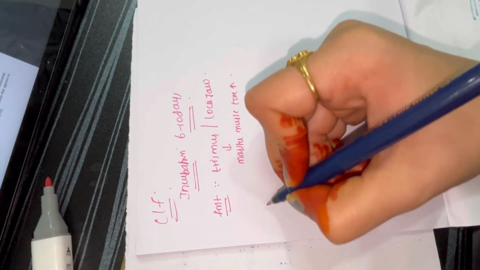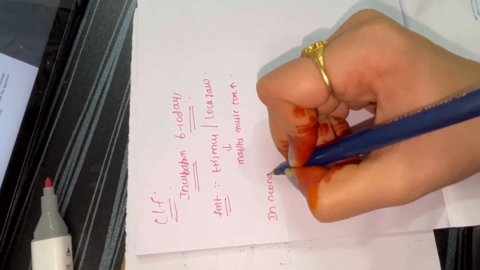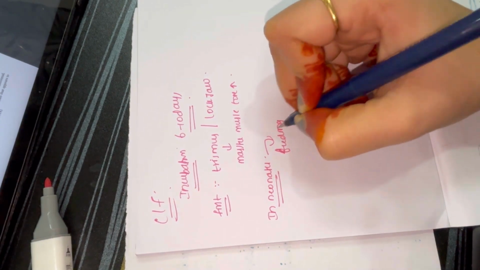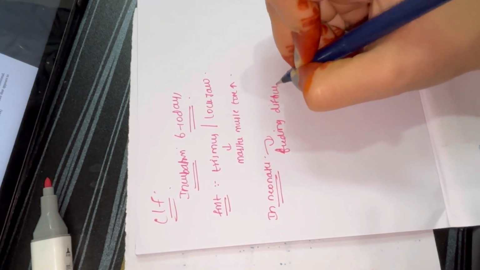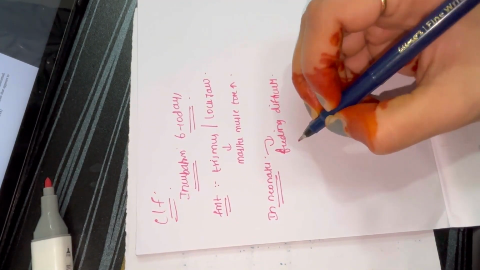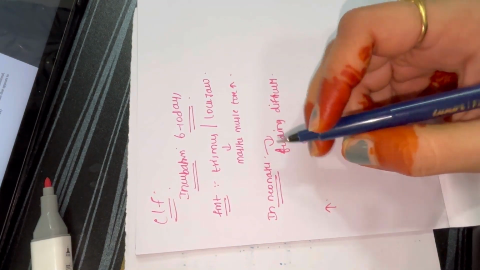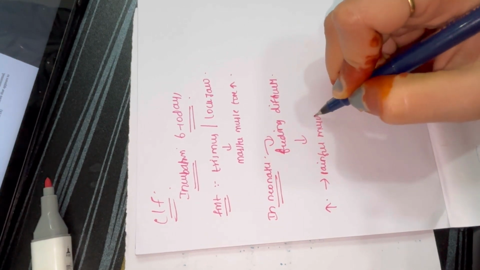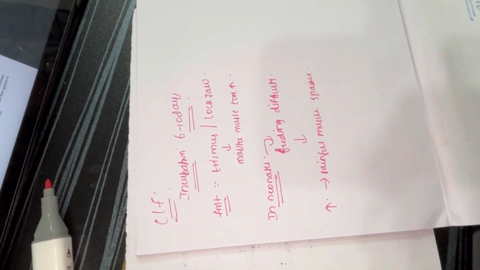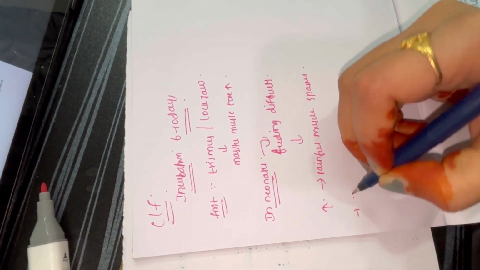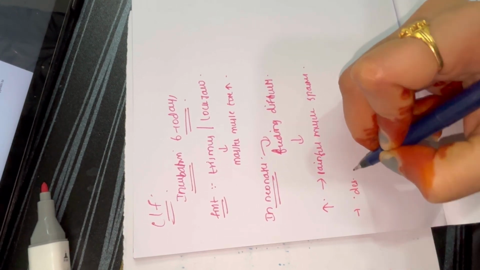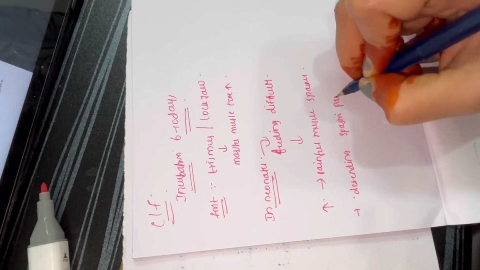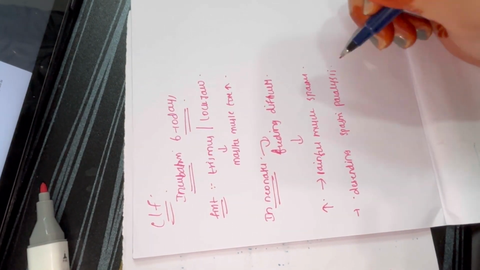Now, in the neonates, how do they present? Neonates present with feeding difficulty. As the disease progresses, there are painful muscle spasms, and later you can also see descending spastic paralysis in this patient.